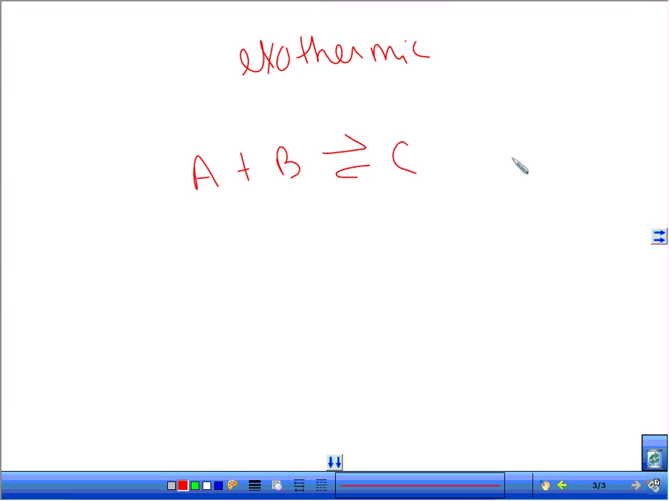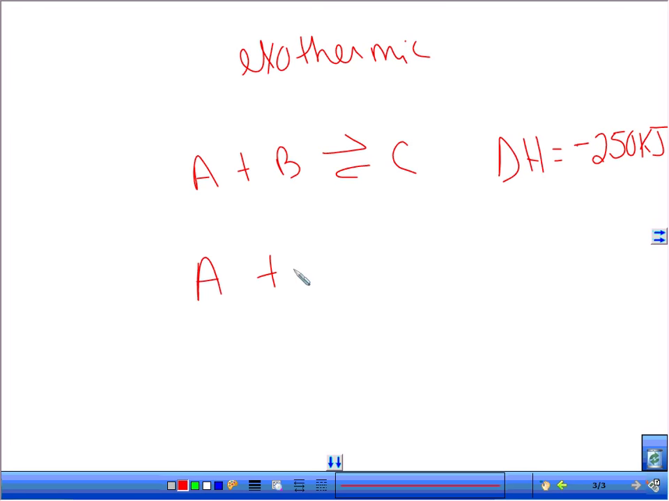An exothermic will go with the same reaction here. If it's over to the side, we would see a negative value. We'll say negative 520 kilojoules. This is one way to illustrate it. If it's negative, it's exothermic.